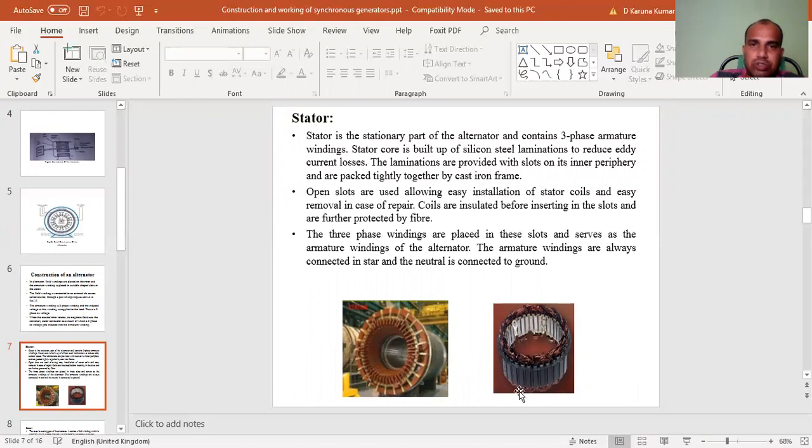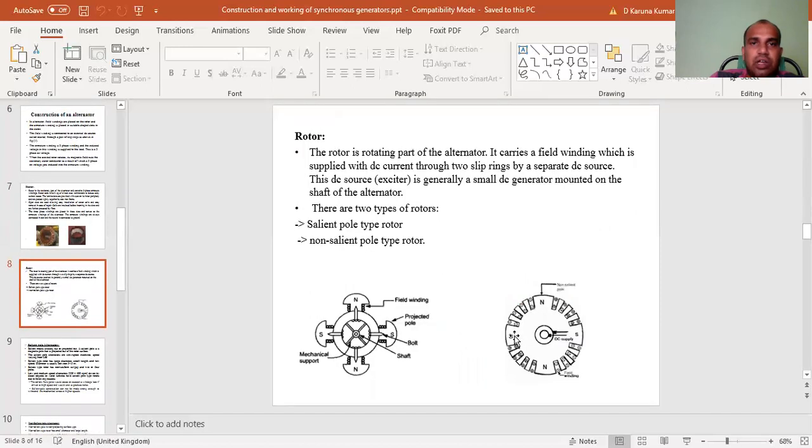The open slots are used for easy installation of the stator coils and easy removal in case of repair. The coils are insulated before inserting them in the slots, and are further protected by fiber. The three-phase winding is placed in these slots and serves as the armature winding of the alternator. Armature windings are always connected in star, and the neutral is connected to ground.